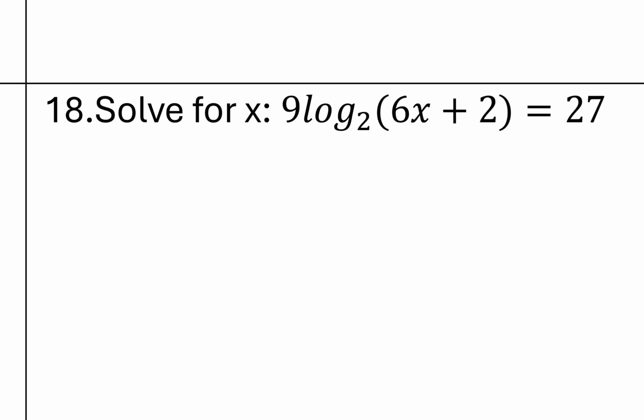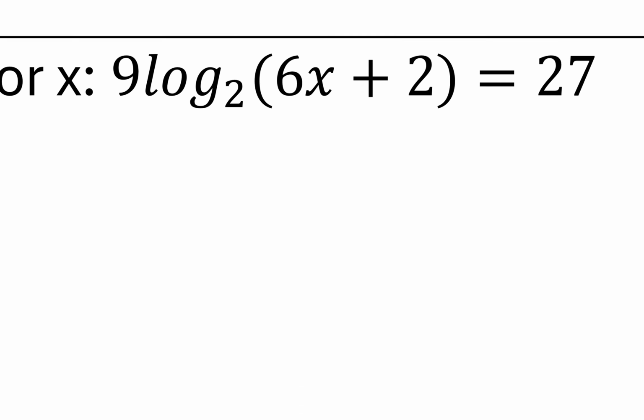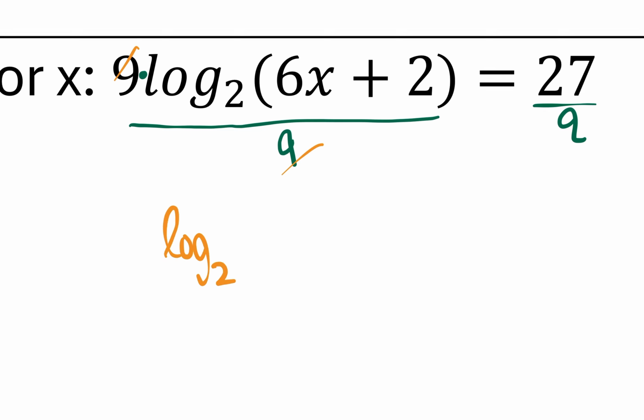Moving on to question number 18. For number 18, we have the following log equation. Keep in mind that if you ever have a number in front of the logarithm, it is multiplication. So we do the opposite of that. We divide both sides by 9. From there, on the left-hand side, the 9's cancel out. We're left with log base 2 of 6x plus 2, which is equal to 27 divided by 9. Okay, and that's going to give us positive 3.